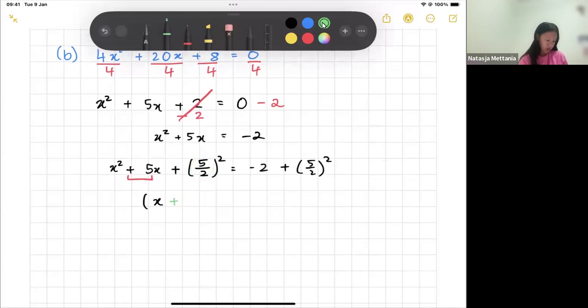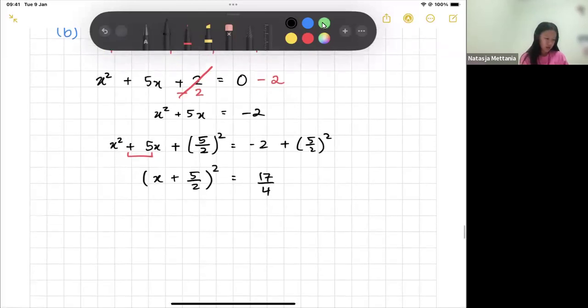That means in my factorization, it is going to be plus 5 over 2 whole squared, equal to... just put -2 plus 5/2 whole squared into your calculator, and you should get 17/4. And then solve. I need to get rid of that squared, so I'm going to square root both sides.